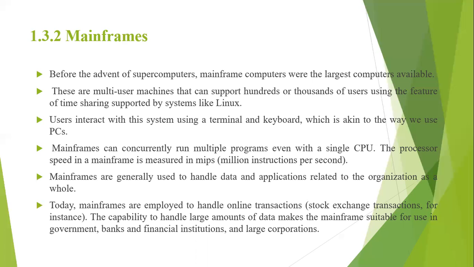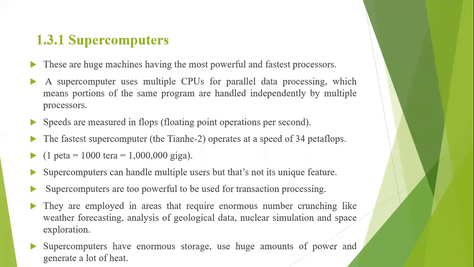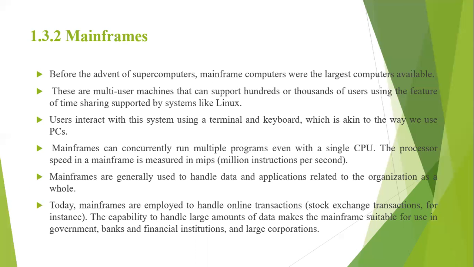The processor speed in a mainframe is measured in MIPS, millions of instructions per second. What was the term we used with the supercomputers? FLOPS. Look at the word: floating point operations per second. The speed of a supercomputer is measured in floating point operations per second, whereas the speed of a mainframe is measured in millions of instructions per second.